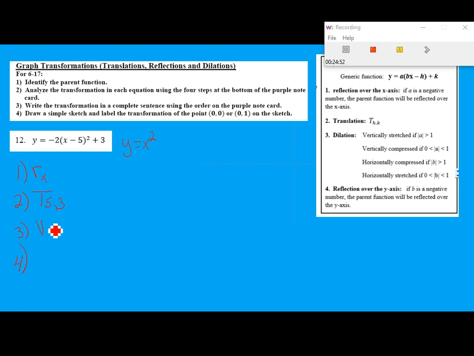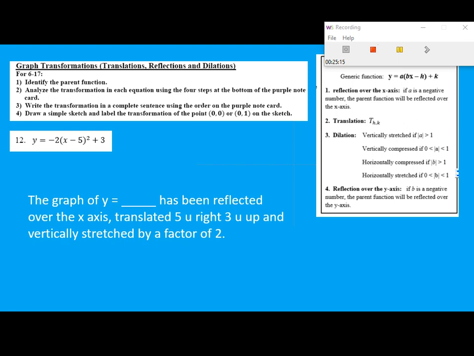This graph is going to be vertically stretched by a factor of 2. And then we look for any reflections over the y-axis, and there's no negative with that x, so the answer is no. So this one's been reflected, translated, and vertically stretched. Just go down that pecking order on our sentence then.